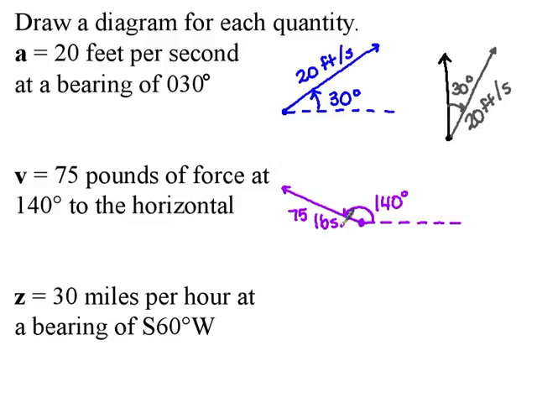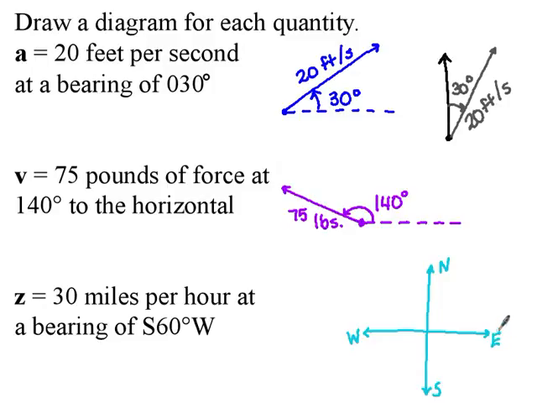Last but not least, once again, this is a navigation problem. It says 30 miles per hour at a bearing of south 60 degrees west. So what that means is if you have 4 directions here, what usually symbolizes up? North, south, west, and east. So this is generally what you will see.